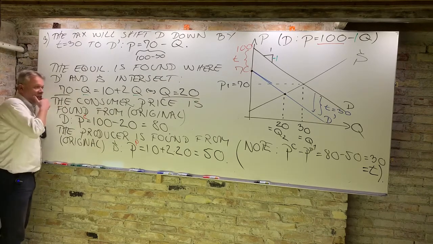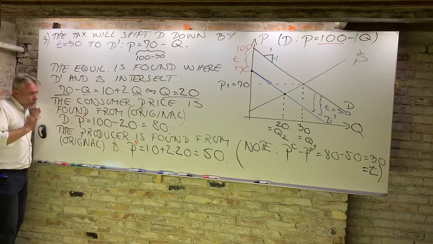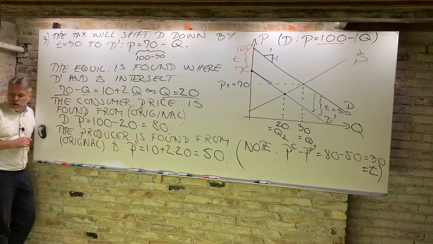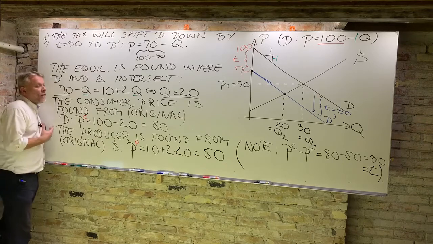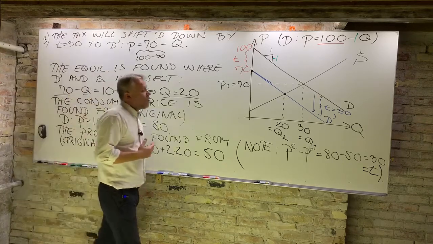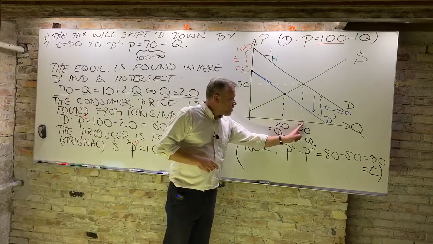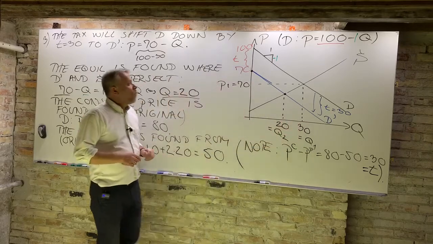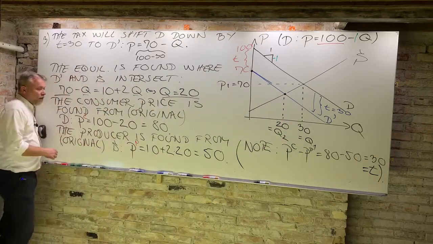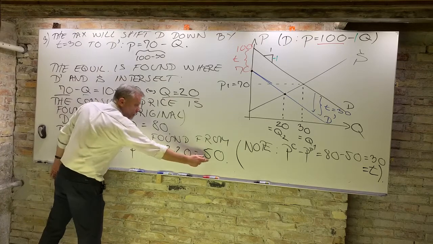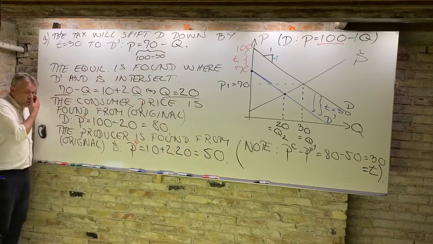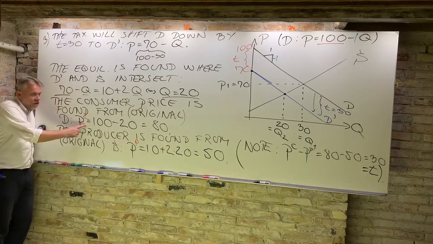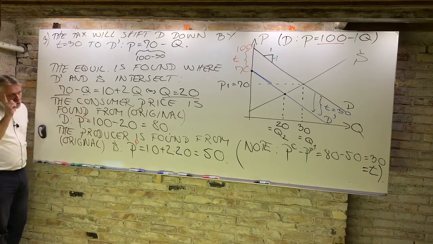Now, 2 more things. In principle, we have finished here. So in principle, we have now finished answering question 2. We have calculated the effect of a tax levied on consumers. We have found that the quantity drops from 30 to 20. We have found that the producer price drops from 70 to 50, and that the consumer price increases from 70 to 80. But 2 things.